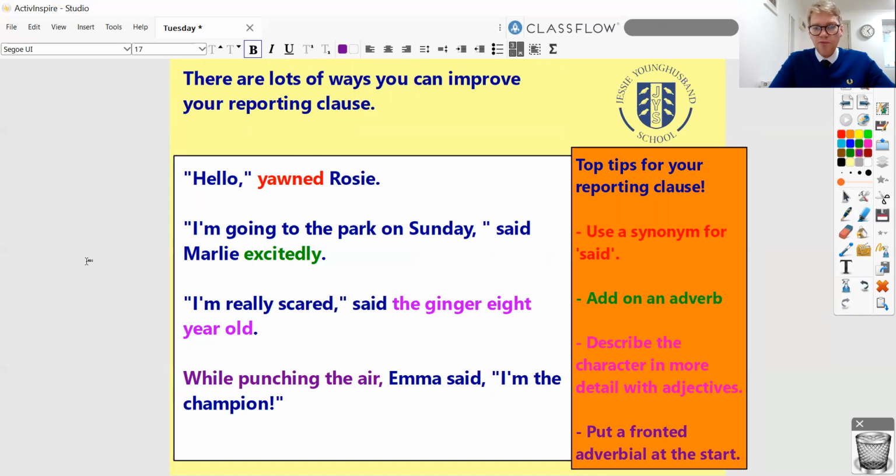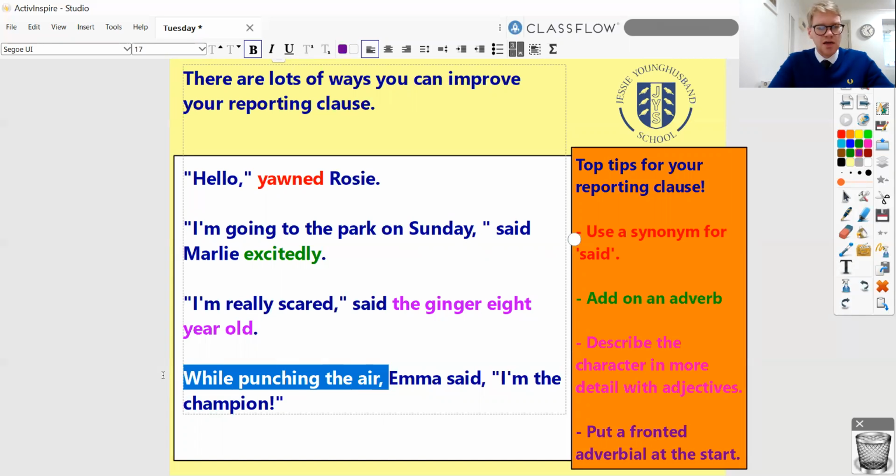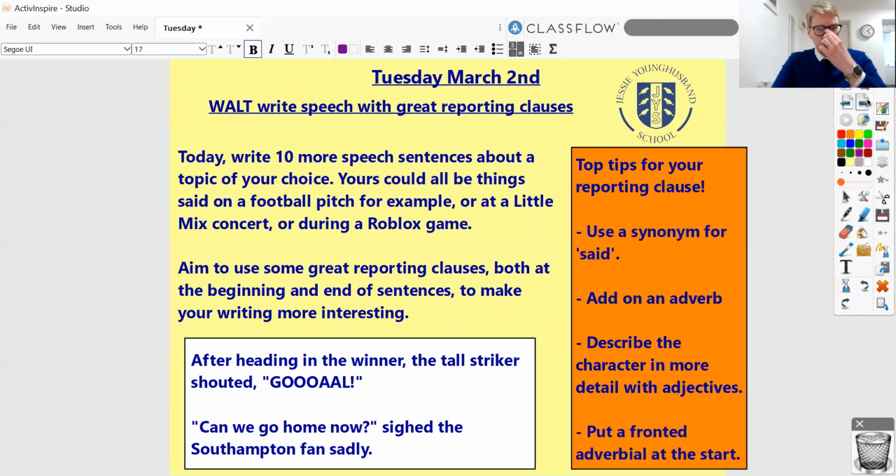So I think we've got 4 really good ways you can improve your reporting clause there. We could use a synonym for said, like yawned. You could put in an adverb on it, like excitedly. You could change your character's name for something else, like a description like this one. You could put a fronted adverbial at the start of your sentence. There's lots of different ways we can improve our reporting clauses. And today, that's what I want you to really focus on.